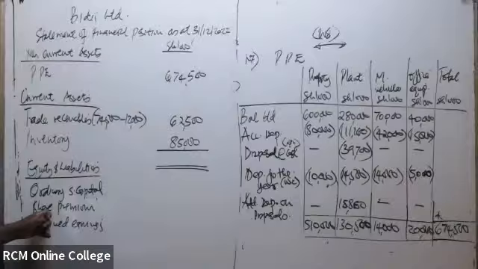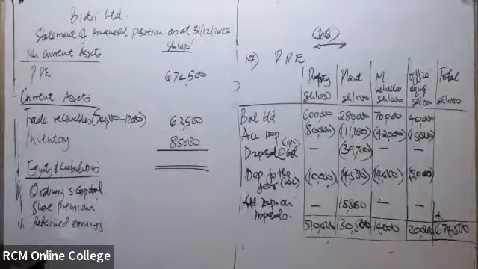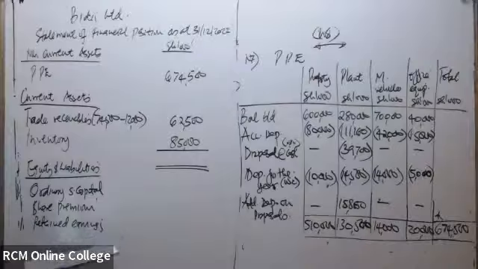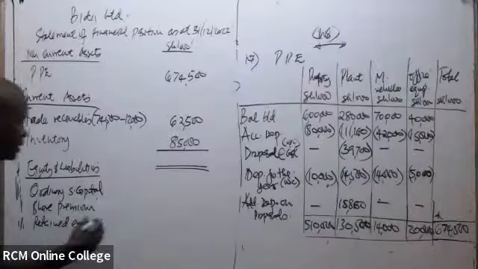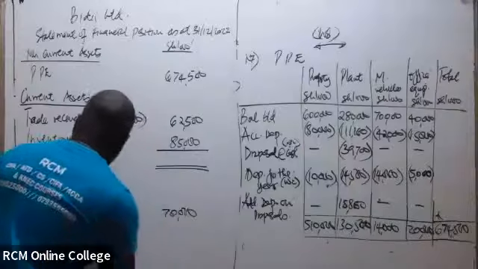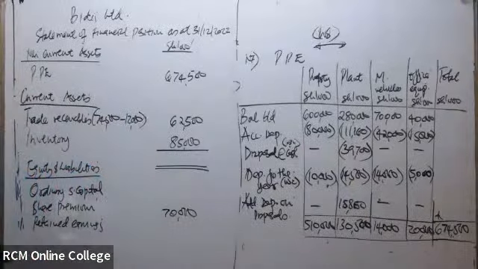Here we have now share premium. So in this case, for the share premium, what was the balance? Share premium ilikuwa ngapi? Tulikuwa tunapata share premium ilikuwa 70 million. 70 million. What about ordinary share capital? Ordinary share capital ilikuwa ngapi?